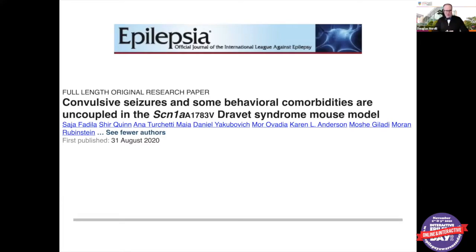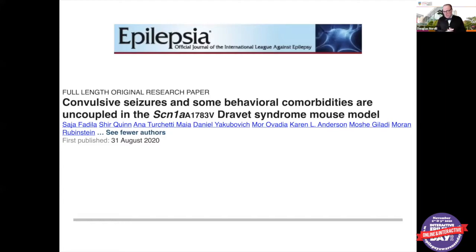Here's just one example of a recently published article showing that it's not the seizures necessarily or the EEG spikes that are causing the behavioral and cognitive issues in Dravet. It's uncoupled from that. It may be directly related to the gene mutation.